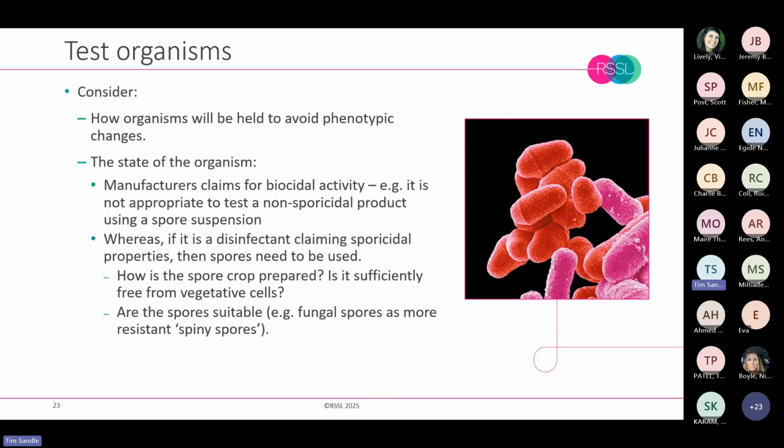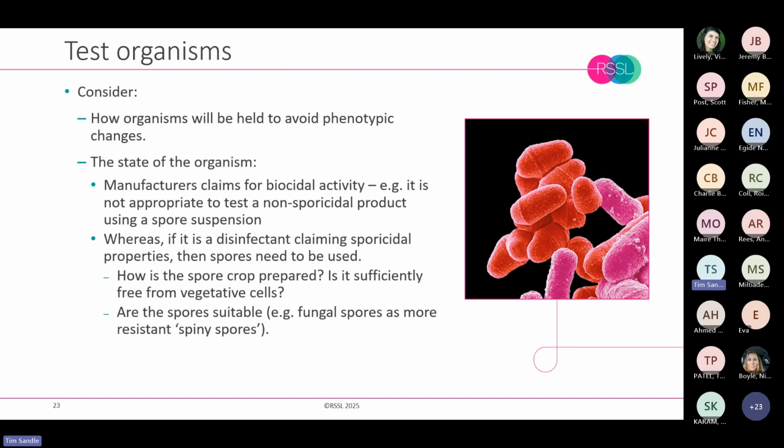We also need to consider how we are going to cultivate and look after those organisms to avoid phenotypic changes taking place. So we need to understand that as well. And if our disinfectant has sporicidal properties, or the manufacturer says it has sporicidal properties, we need to include organisms in the spore state. So we need to be careful here that we don't just use Bacillus subtilis without knowing that that Bacillus subtilis is in a spore form. Otherwise, we just use vegetative cells. So we need to understand, are we going to buy in spores, or if we're going to create our own spores, how do we know that we've got sufficient numbers of spores and it's sufficiently free from vegetative cells?